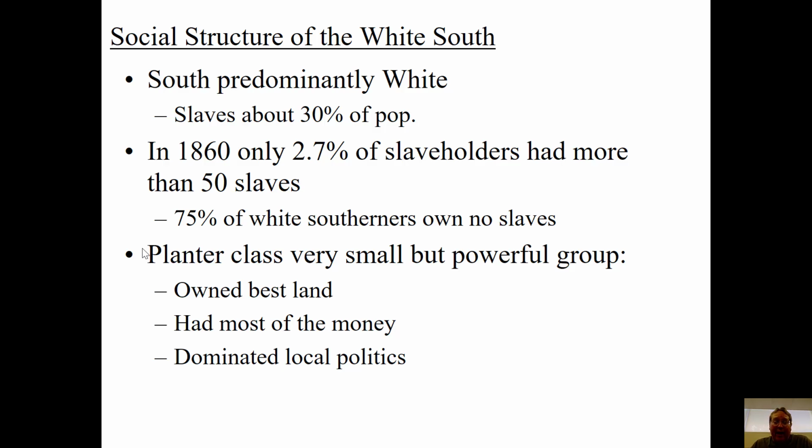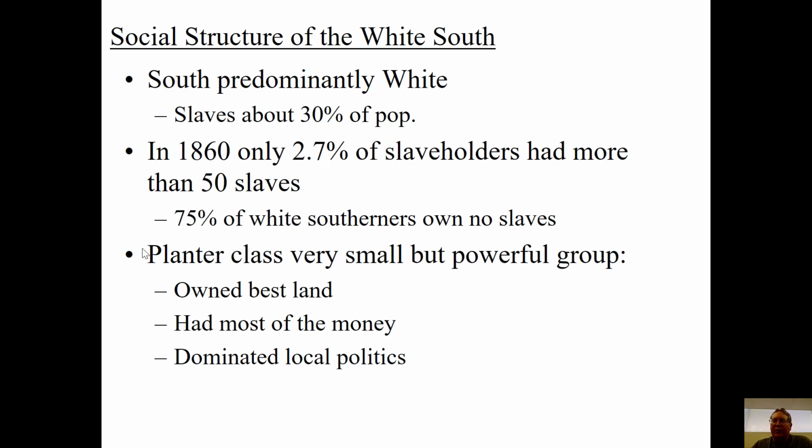And when you get down to that, the planter class really has everything. They own the best land. They have most of the money. They dominate local politics, so they pass laws that are good for them. An example of this is there is no public education in the South before 1860. Or it's very limited to maybe like a state university, that kind of thing.